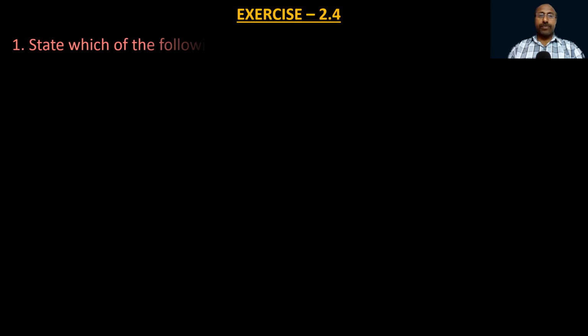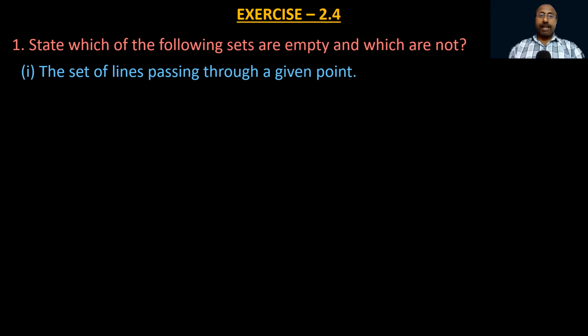The first one. State which of the following sets are empty and which are not. First one, the set of lines passing through a given point. We already seen this as an example. We can draw infinitely many lines through a given point. So the set is an empty set.